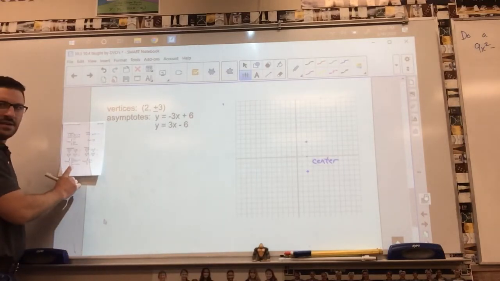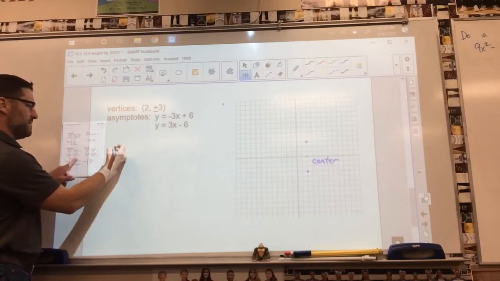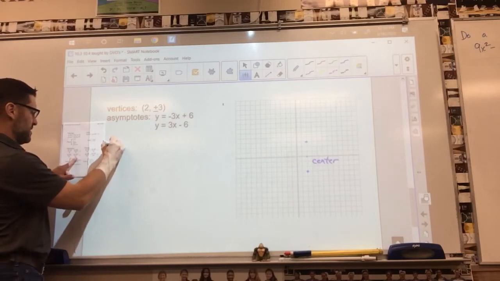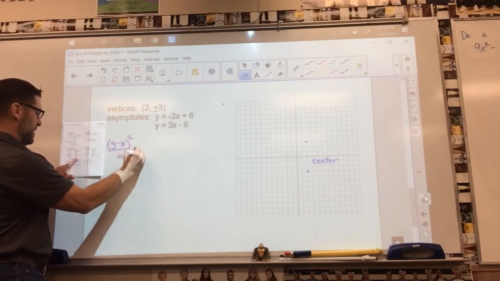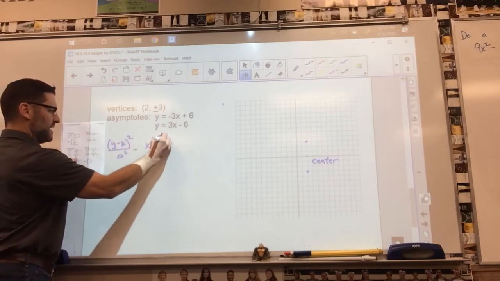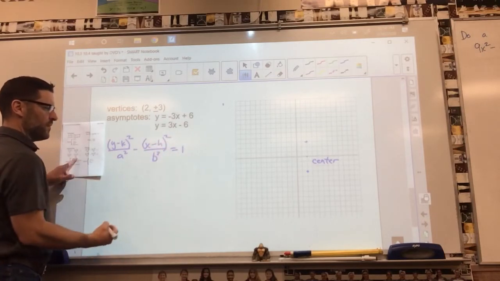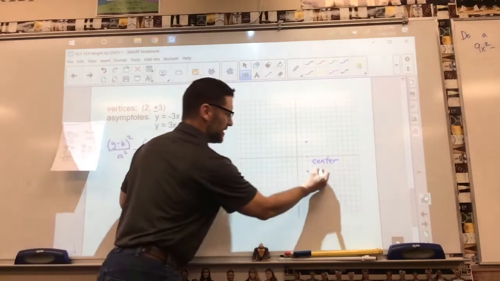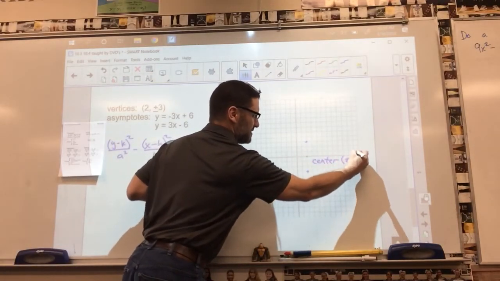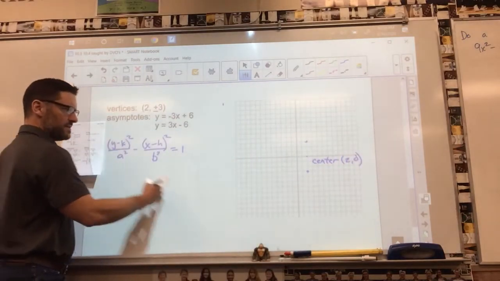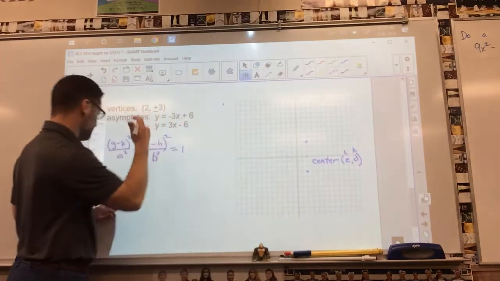An up-down facing hyperbola is going to be this equation right here, which I'm going to copy down off the note sheet. It's y minus k squared over a squared minus x minus h squared over b squared equals 1. I can plug in the h and the k, because the h and the k values are that center value, so it's 2 comma 0. So right now I can plug the 0 in for the k, and I can plug the 2 in for the h.